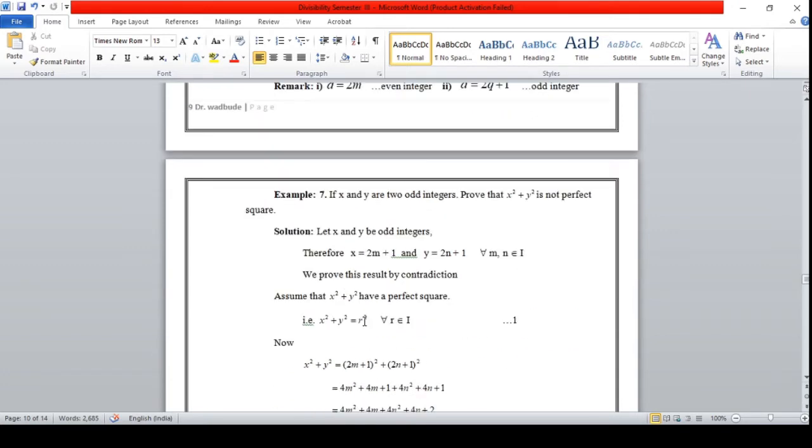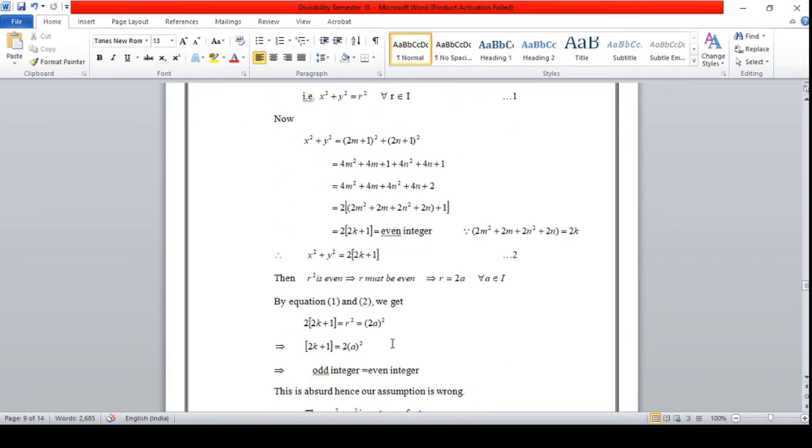So this is 2 times an even number, 2m, where m is an integer and this bracket is again an integer k. So this is 2k, giving 2 times (2k plus 1). This is equation 2. Then r square is even, so r must be even. This implies r is equal to 2a. By equations 1 and 2, x square plus y square is equal to r square, so the right-hand side is equal to r square, which means (2a) whole square.